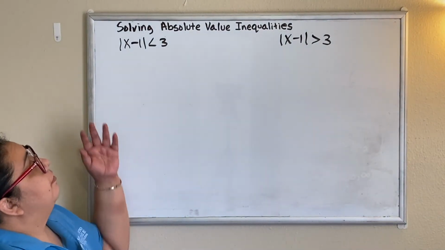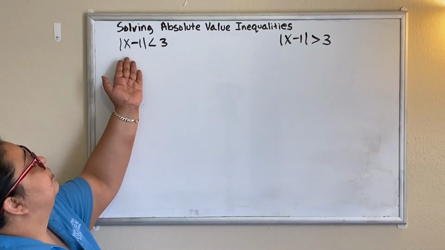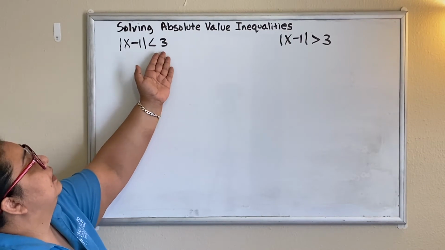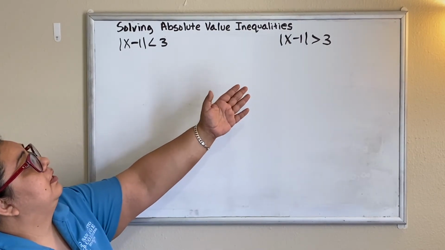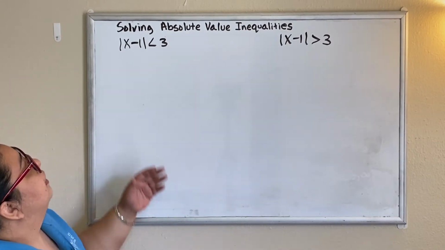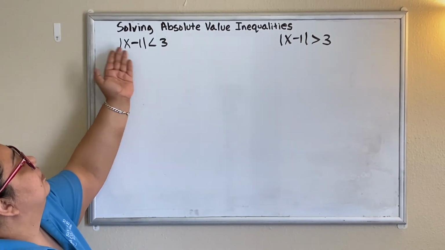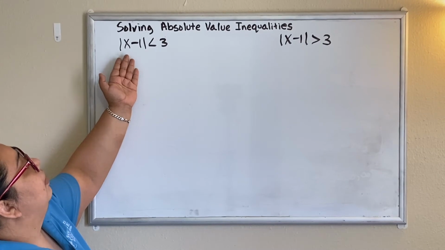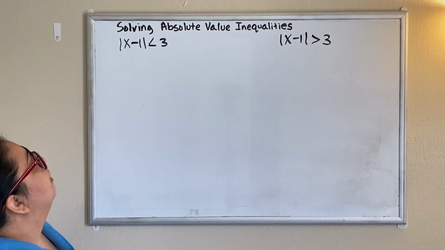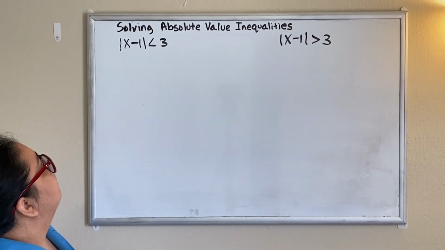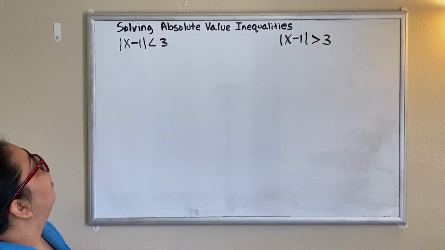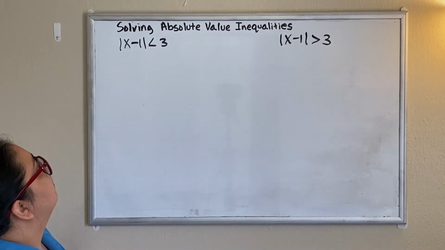Okay, so here we have our first two examples. I have the absolute value of x minus 1 is less than 3, and the absolute value of x minus 1 is greater than 3. Now, my absolute value is isolated, so that's good. It's on the left side of the inequality symbol, so that's good as well. So what we want to do next is create two inequalities to go with this.